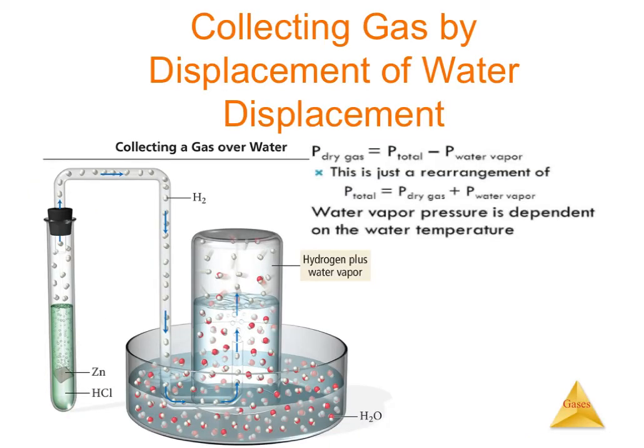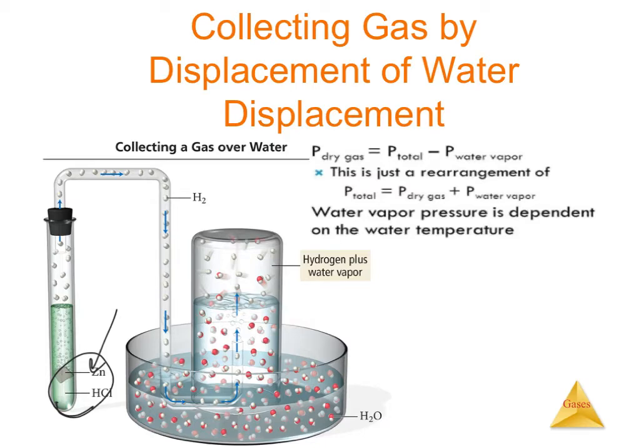Here's an application of Dalton's law that's a little trickier. Gases are very commonly collected. So let's say here's a good example, the picture. A reaction between zinc metal and acid, hydrochloric acid. It produces hydrogen gas. How do we collect that hydrogen gas if we want to?